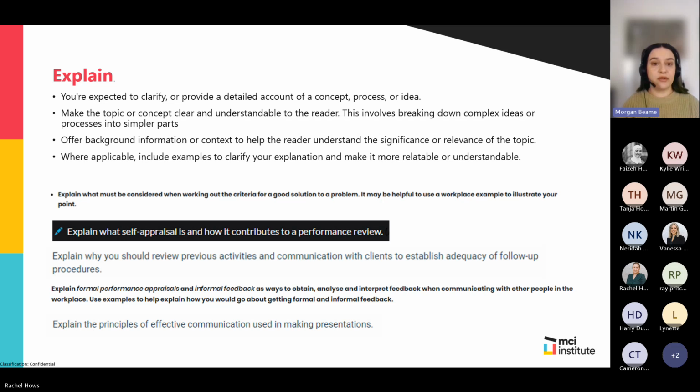Offer, where you can, background information or context to help the reader understand the significance of the topic. And where applicable, include examples to clarify your explanation to make it more relatable. So we've got a few examples here as well. So explain what must be considered when working out the criteria. So you'd be wanting to explain the concept first, and then giving some examples as well.